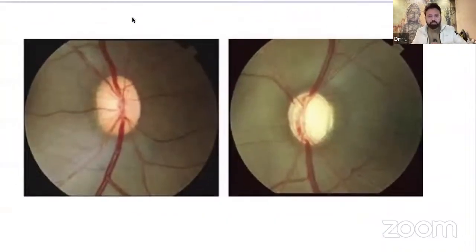Now, these are the two images when you do ophthalmoscopy. Okay, you are seeing the optic disc. Now, who will tell me which is normal and which is abnormal, A or B? And what are the characteristic features you can see and appreciate? Tell me.